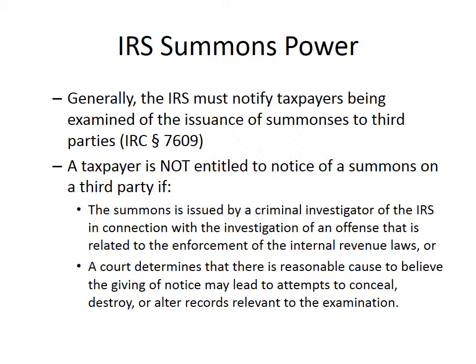The first deals with circumstances where the summons is issued by a criminal investigator of the IRS in connection with an investigation. And that investigation has to relate to the enforcement of the Internal Revenue laws. So that would be the first condition where the taxpayer is not entitled to notice of a summons on a third party. The second circumstance would be where a court determines that there is reasonable cause to believe that the giving of notice may lead to attempts to conceal, destroy, or alter records relevant to the examination.